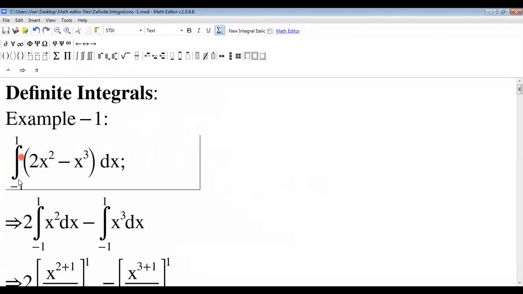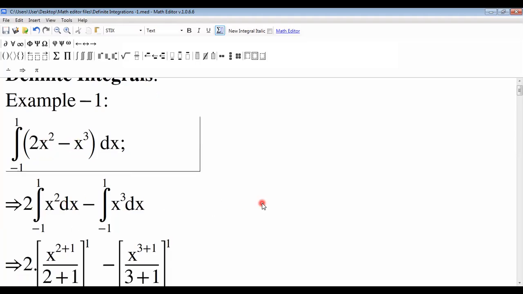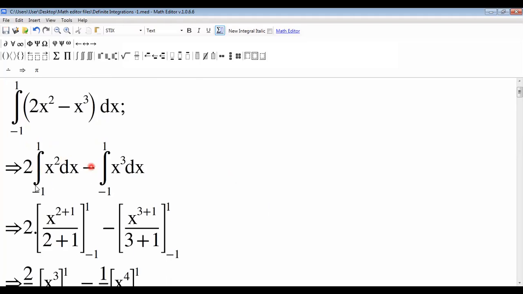We have to divide this integration into two parts, the integral of the difference, which means separating the integration. Now, using the constant multiple of function rule, we get 2 into the integral from minus 1 to 1 of x square dx minus x cube dx, and the integral limits will be the same, minus 1 to 1. Now, what will the integration of x square be?